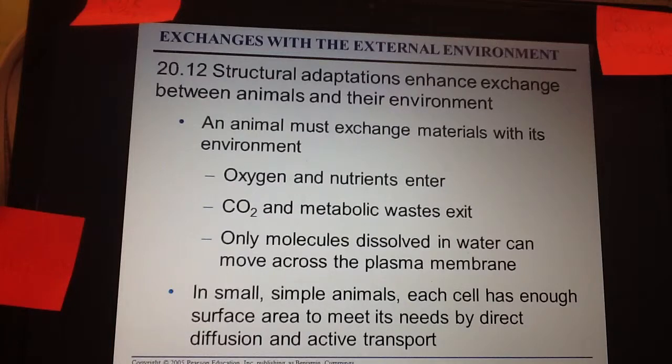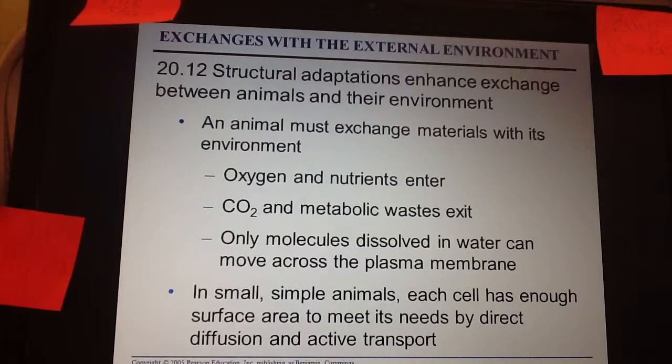So one of the big things that we have to realize is that an organism is in constant communication with the internal or external environment. We have to exchange materials like oxygen and nutrients, carbon dioxide, and any other waste molecules that we may produce. All of this has to happen not only from the environment into the body, but from within the body to the specific cells that are using that.